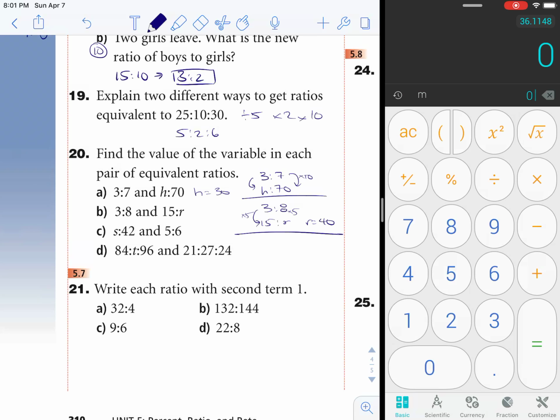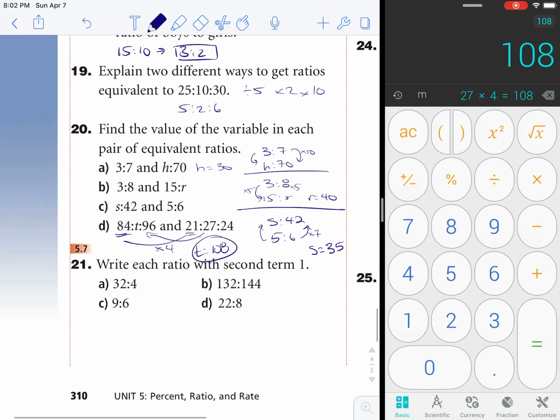The next one, S to 42, and 5 to 6. Well, this one, how do you go from 6 to 42? It's the same way if you go 42 divided by 6. So we're multiplying by 7. So multiply by 7. S is going to be 35. And the last one, you got to look at one of the terms. So 84 to 21 looks like we're multiplying by 4. So if we multiply 27 by 4, it should be 108.